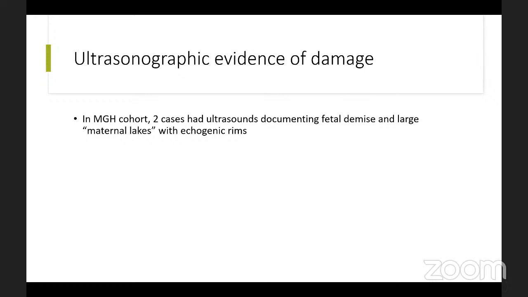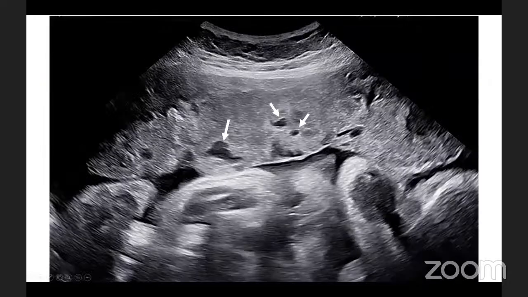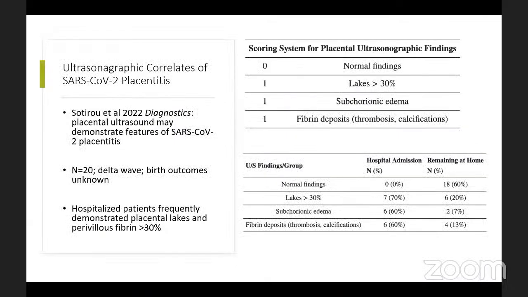So what was really interesting from our study, and something that potentially might be of use in the future if we have to continue worrying about SARS-CoV-2 placentitis into the coming years, was that in the MGH cohort, 2 of our cases had ultrasounds documenting fetal demise. And at the time, the radiologist was actually able to see large maternal lakes with echogenic rims. And these areas, so here's our placenta, and you can see these cystic-like spaces with blood flow. These basically are radiographic evidence of what we were seeing histologically, both on gross, of course, and microscopic examination of these, quote, maternal lakes, which are equivalent to our path terminology of thrombohematoma.